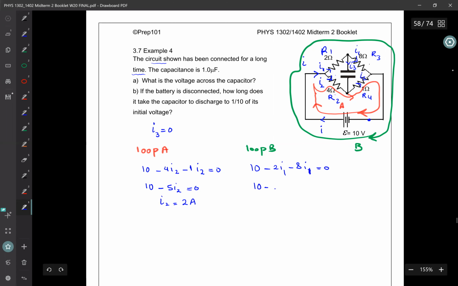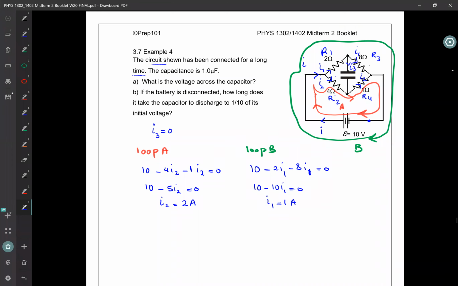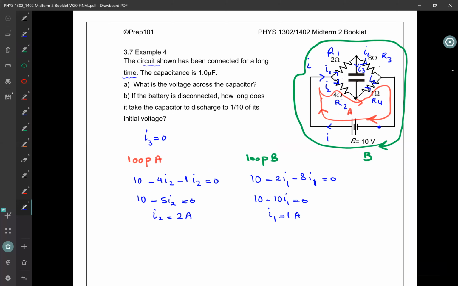Now collect the like terms. Minus 2 minus 8 gives me minus 10I1 equal to 0. If you isolate this equation for I1, you will derive 1 amp. Good. So I have found I1 and I2, but that is not the answer to part A. But these two are going to help me to find the potential across the capacitor. So the way that I do it, I am going to draw another loop.